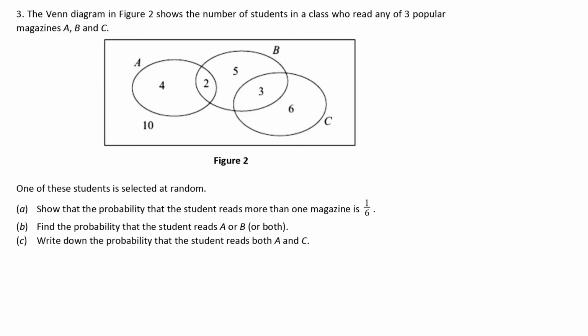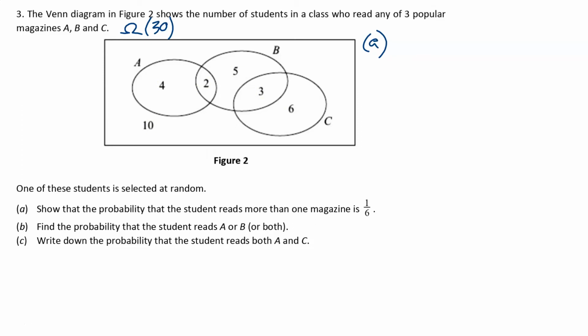So the first thing I want to do is identify the size of the sample space. So our omega, and we'll add up each of the numbers, 10, 4, 2, 5, 3, and 6. We add them all together, and we get 30.